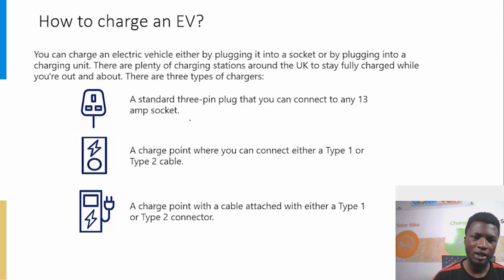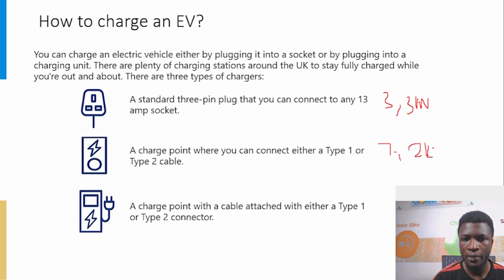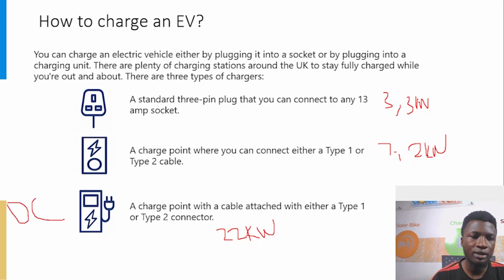Usually this is a 7 kilowatt charger, and this is a 3.3 kilowatt charger. And also this is 7.2 kilowatts. And for AC charging, you can have a maximum of 22 kilowatts, but for DC charging, you can have about 30 to 200 kilowatts.